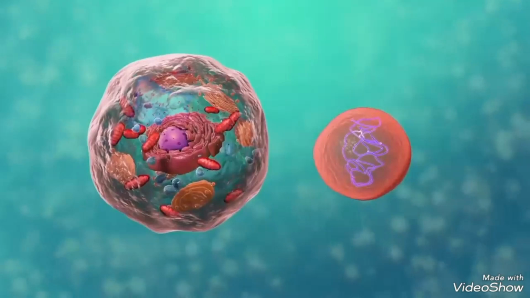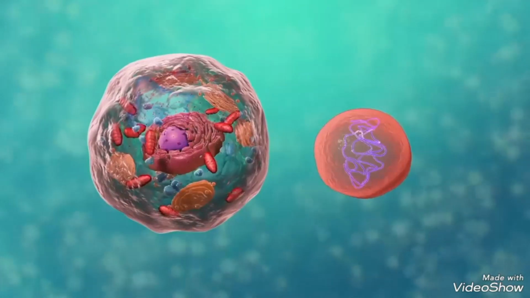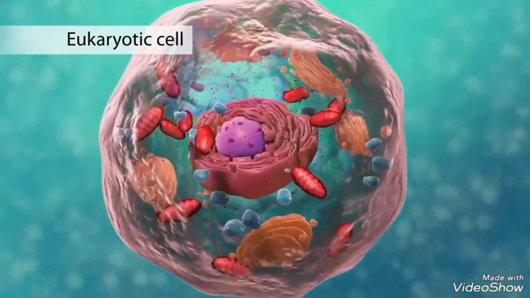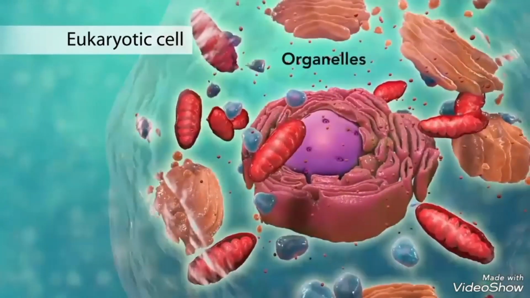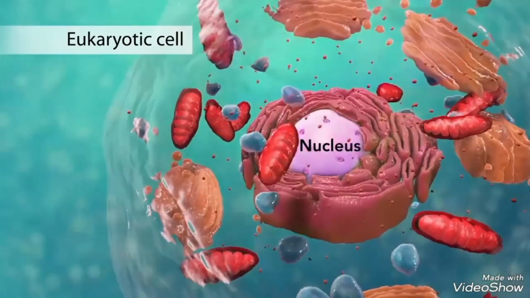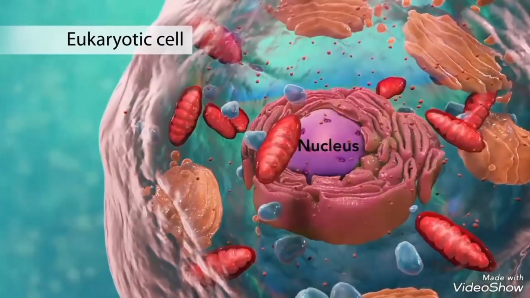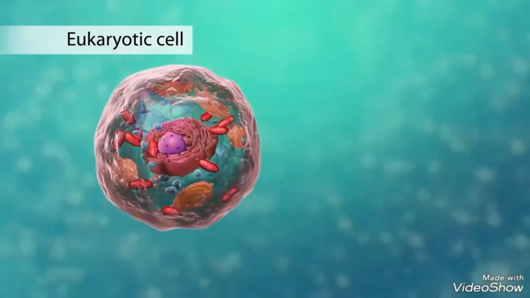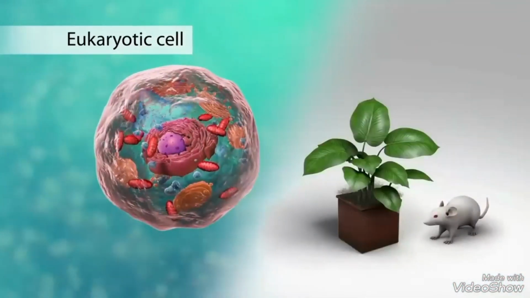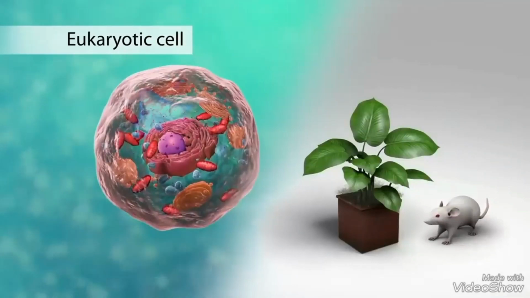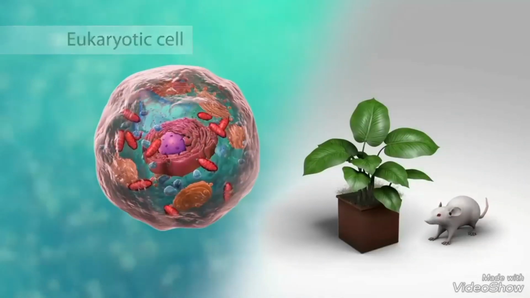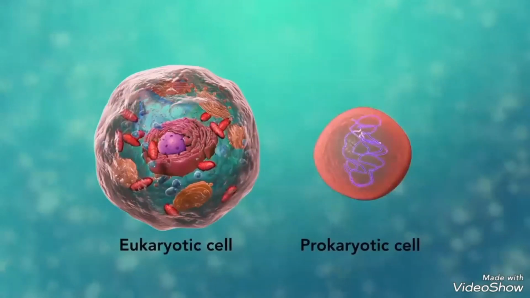We have two broad varieties of the cell. One is the eukaryotic cell. This cell has membrane-bound organelles and a central nucleus. Now we see that it is a very specialized cell present in mammals and the human body.